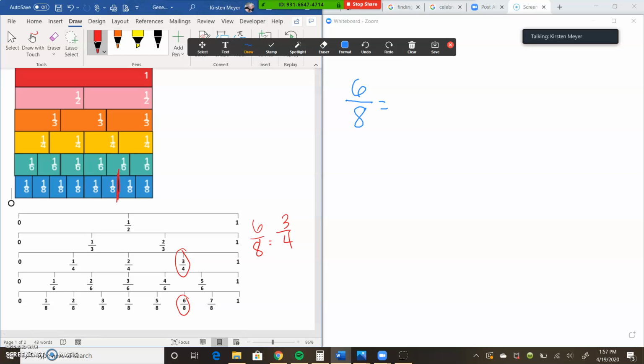If I wanted to find something that was equivalent, I'm kind of chopping that 6. That doesn't work.